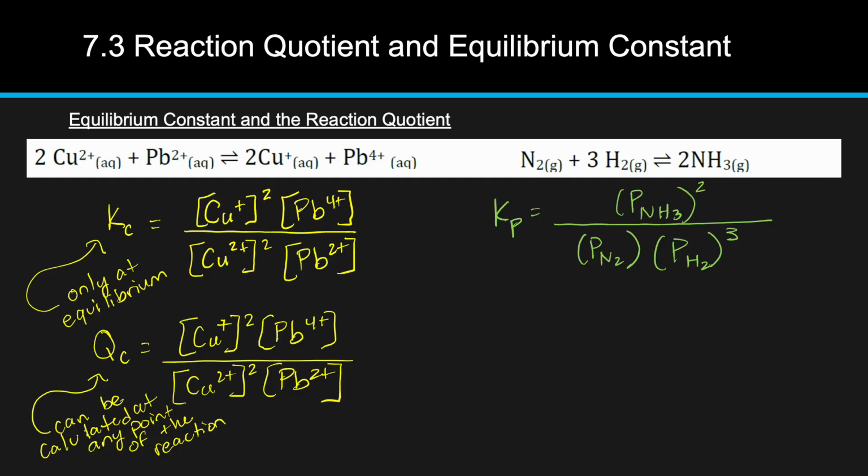And remember, we are only calculating for Kp if we know that those pressure values are at equilibrium. And then if we are given partial pressures of our substances where we do not know if it's at equilibrium or not, then we are plugging it into Qp, which is going to be the same expression.